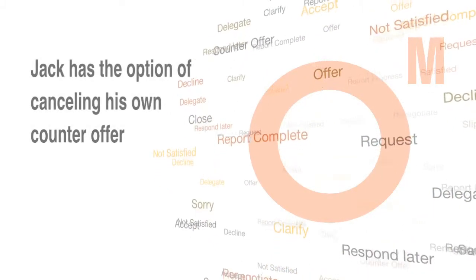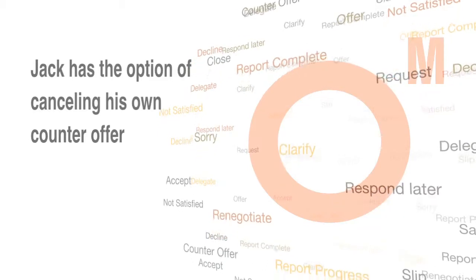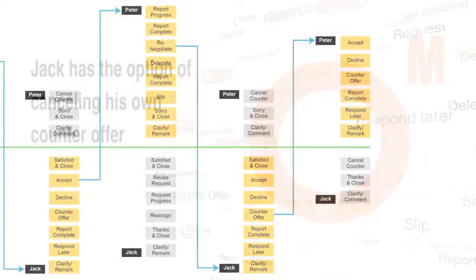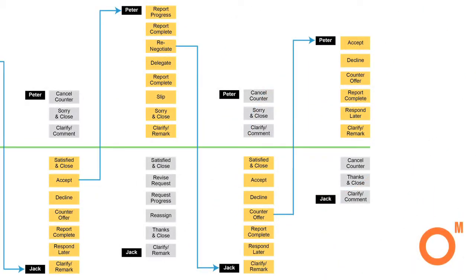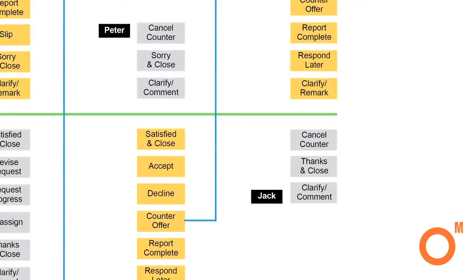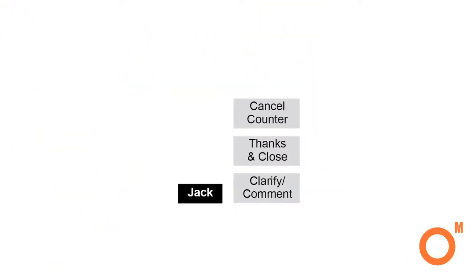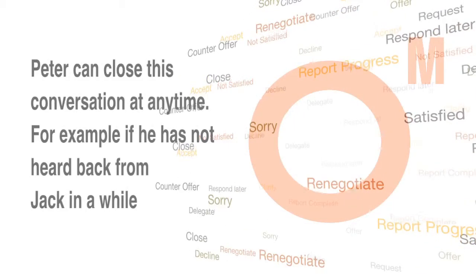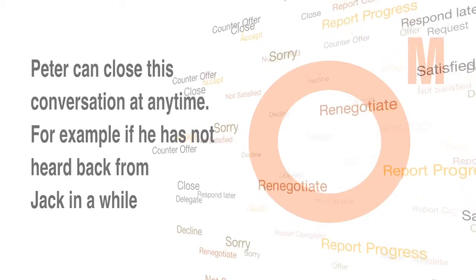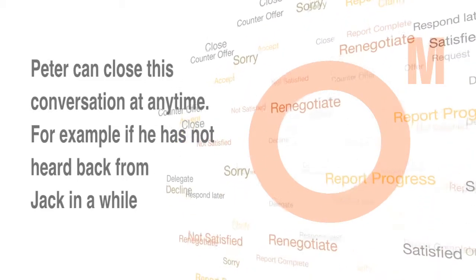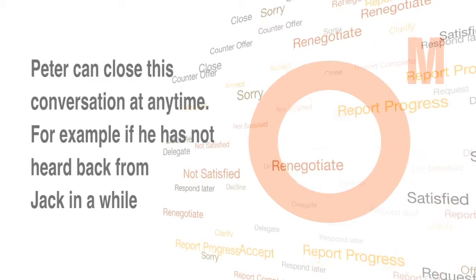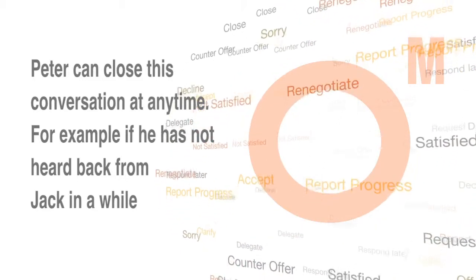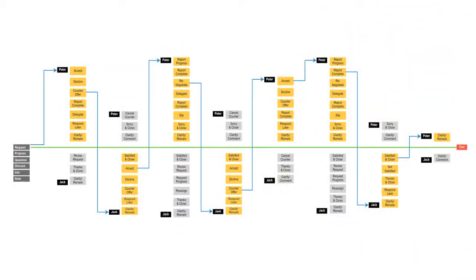Jack has the option of canceling his own counteroffer. Peter can close the conversation at any time. For example, if he has not heard back from Jack in a while. These are just a few examples of how Orchestrator Mail can help you manage your collaborations via email.